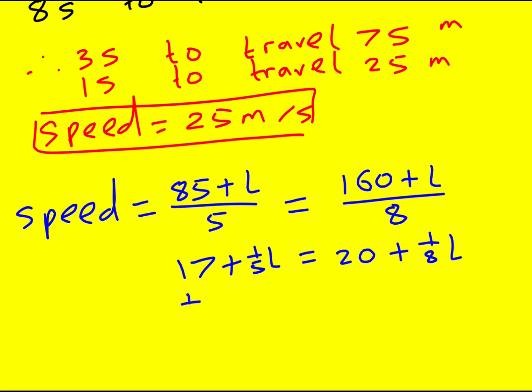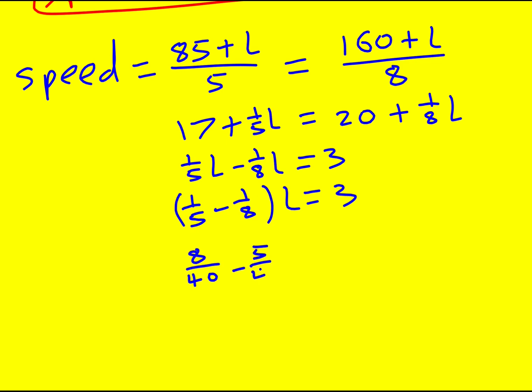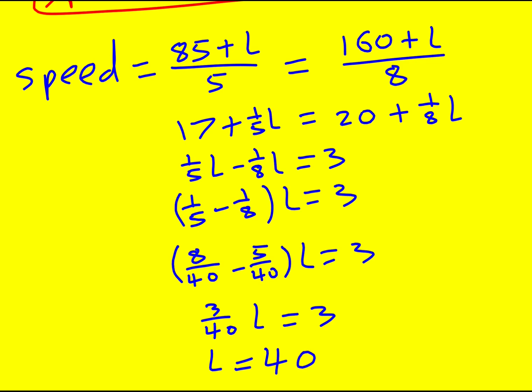So then I can rearrange this. It's going to be 1/5 L minus 1/8 L is equal to 3. I'll factorize the L out, so it's going to be (1/5 minus 1/8) L equals 3. Put this over a common denominator, so times this one by 8, it's going to be 8 over 40 minus 5 over 40, which is going to give me 3 over 40. And actually, I've worked out the length of the train. I can times by 40, divide by 3, L is going to be 40.